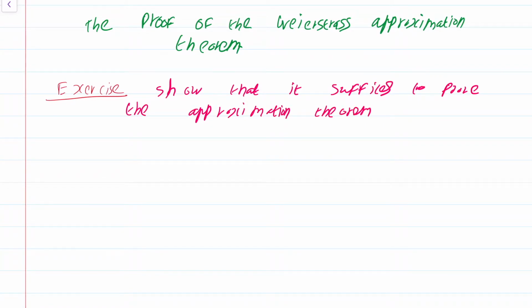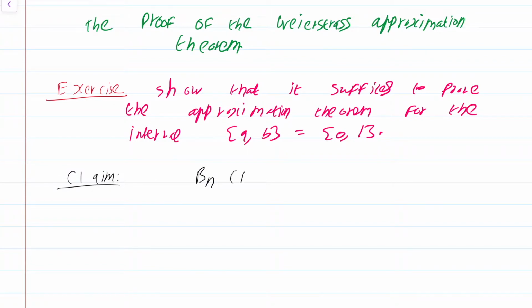for the interval [a, b] being nothing but the closed interval [0, 1]. So you don't need to establish it for an arbitrary interval. You can consider the special case of the closed interval [0, 1], and that's enough. Once this exercise is done, we will focus on [0, 1], and we will use the Bernstein polynomials. The central claim is that these B_n f's converge to f uniformly on [0, 1]. That's what we have to show.